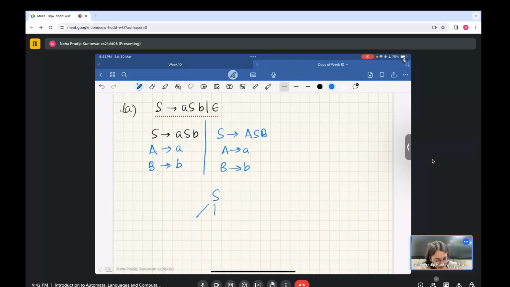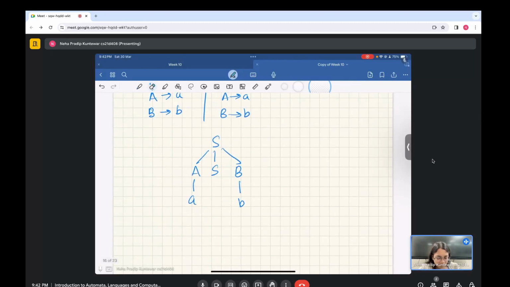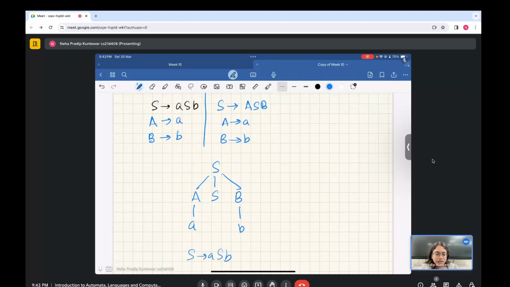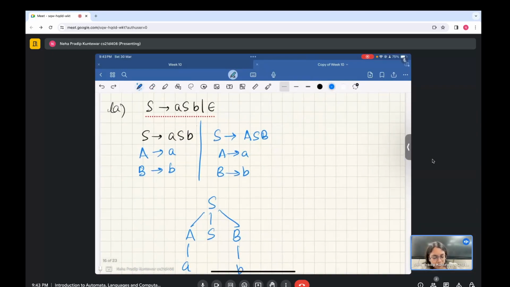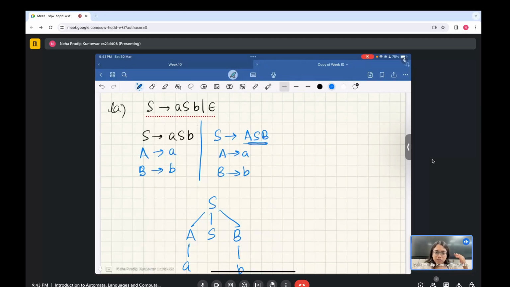because when I say S gives ASB, we know that A has only one rule, which is a, and B has only one rule, which is b. So this is the same as saying that S gives aSb, which is what we anyway had. It's basically equivalent, just that we have written it as a product of non-terminals instead of terminals. Now this is a product of 3 non-terminals instead of 2. So we will do the simple idea, which is break it into small parts. We will say that S gives AC, and C gives SB, and the rest of the productions remain the same.